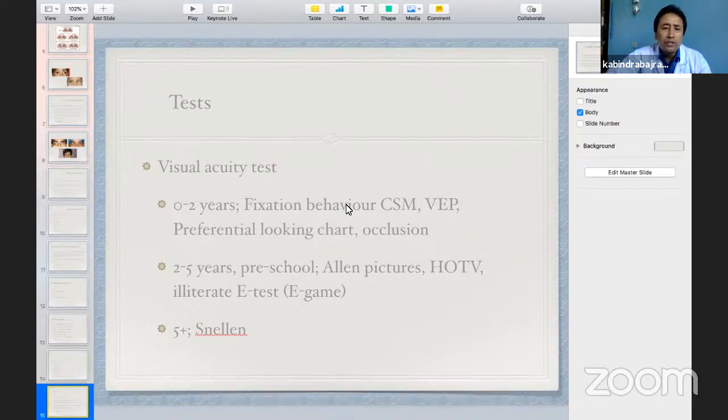For 2 to 5 years old preschool children, Allen pictures, K chart, HOTV chart, illiterate E-test can be useful to assess visual acuity. And for 5 years and more, Snellen's and LogMAR acuity tests can be used.